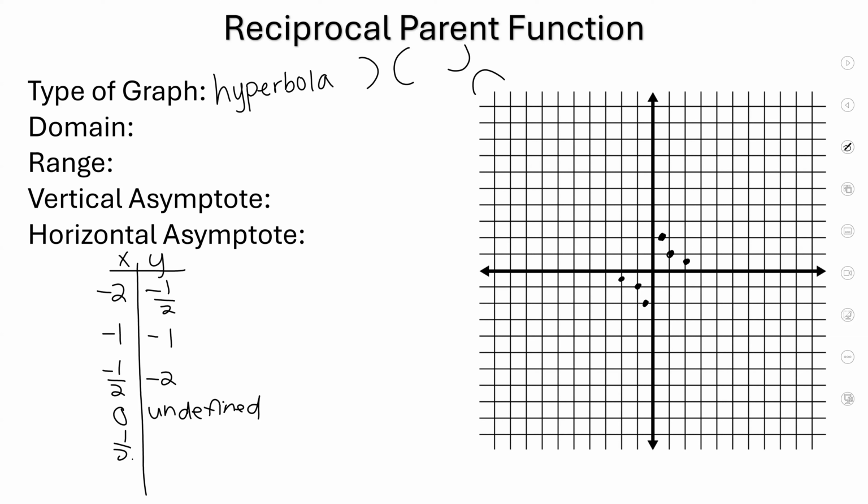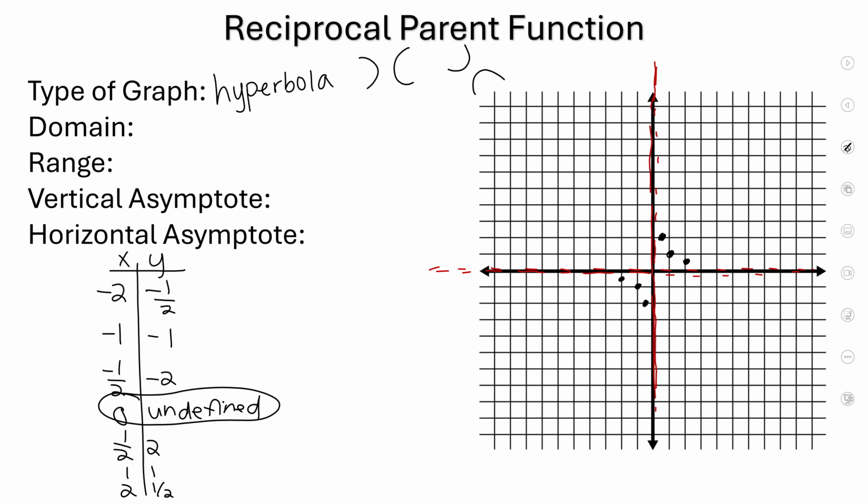1/2, flip it, you get 2. 1 with 1, 2, flip it, you get 1/2. Those are the points on my table. This one is undefined because there's an asymptote there. So you guys have an asymptote right here, which you need a sketch. Go ahead and sketch your asymptote. And you have an asymptote here.